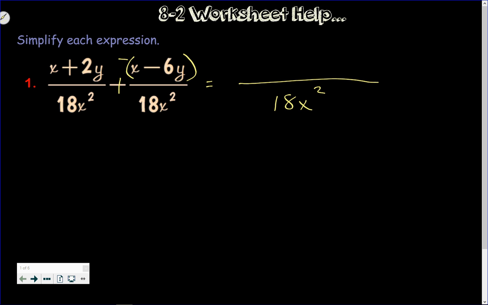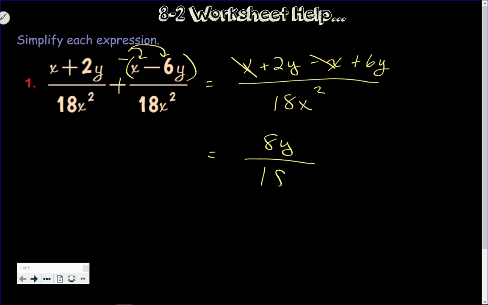I'm going to bring my first numerator over, and then I'm going to modify that, changing that to negative x and a plus 6y. I can finish it for you right there. It'll be 8y over 18x. Good. So the x's cancel out. Get 8y over 18x squared.